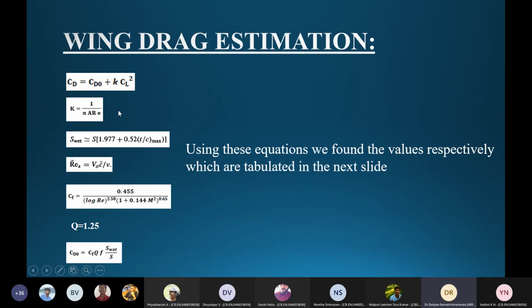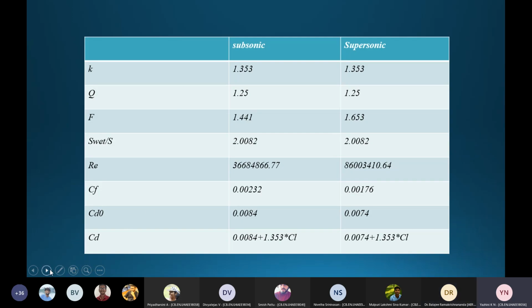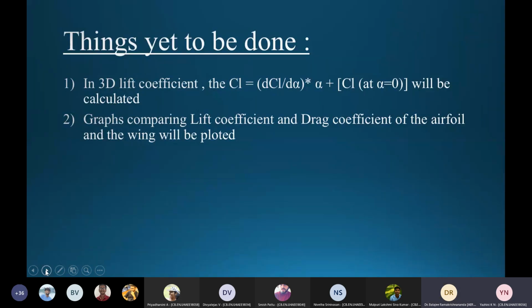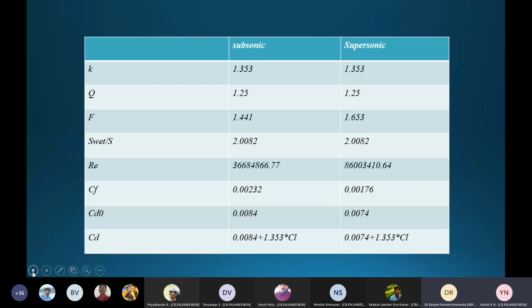Yeah, go ahead. We found the wing drag estimation. So by using these formulas, we got these values. And we need to find what CL is, the total wing drag in Newton. You need to find that out. You found CD, right? Yes, sir. And here in the formula you put 1.3 star CL squared is missing. Only CL you have put. Okay.